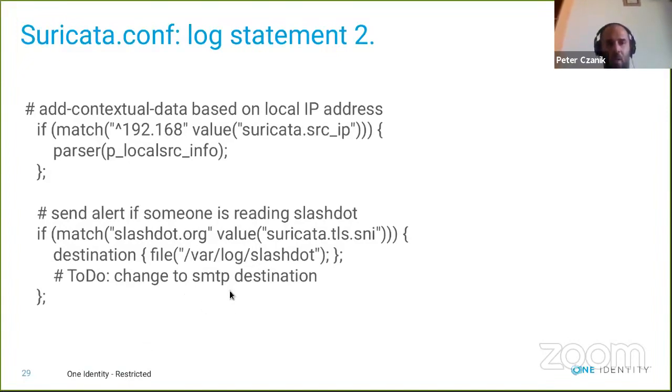Here, I show you another filtering. It's checking the TLS information from the Suricata logs, and if it matches .org, then it's writing to a separate file, but it could be sent to an SMTP destination, to Slack, or wherever you want to receive real-time alerting that one of your users is reading something he shouldn't be in work time.